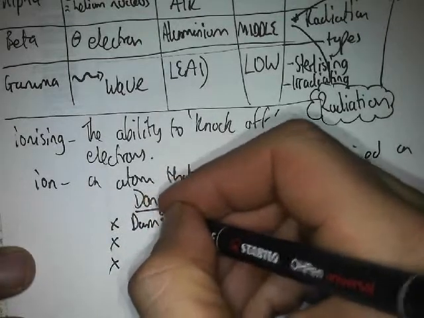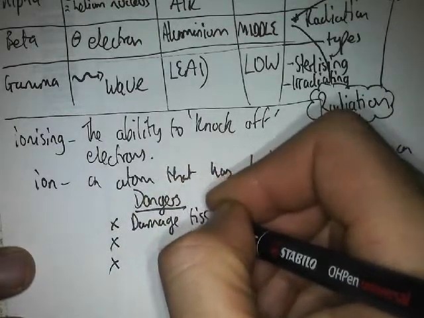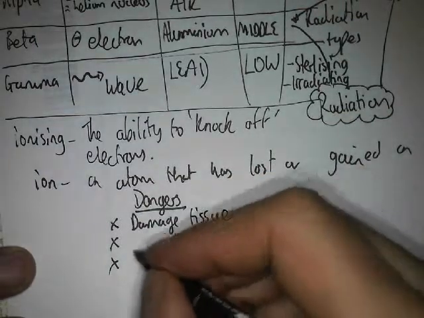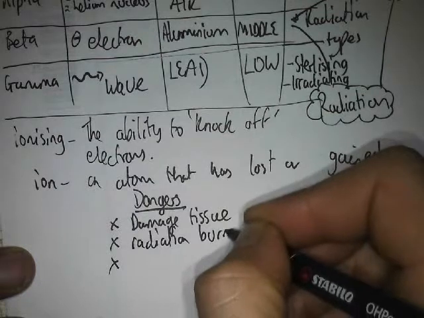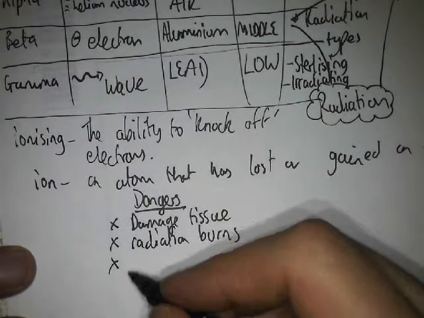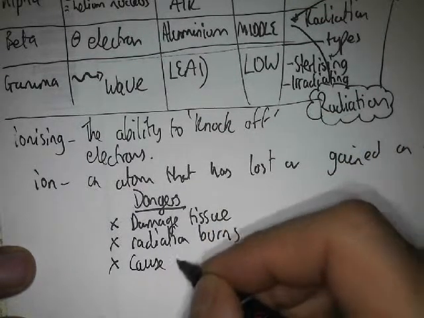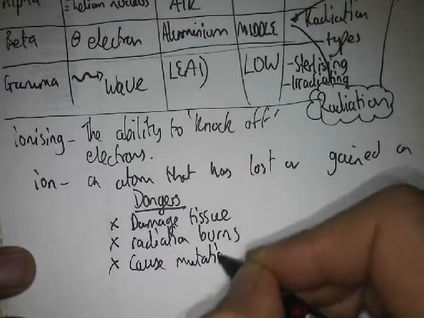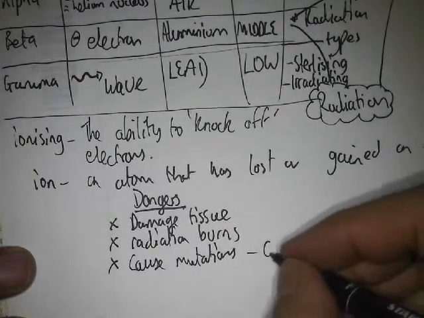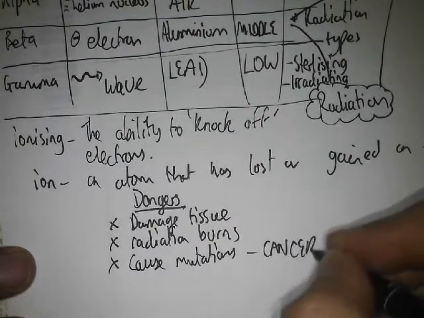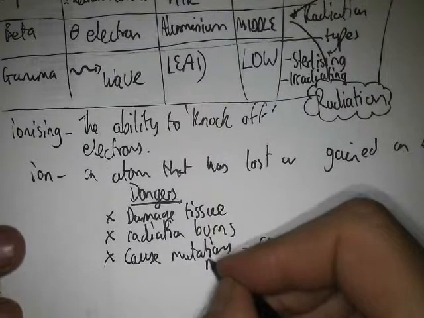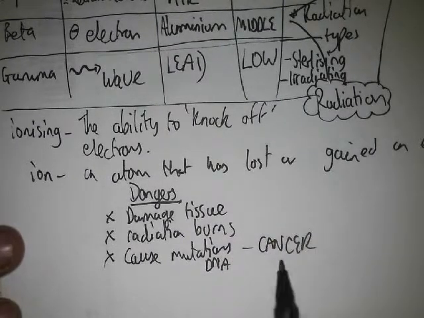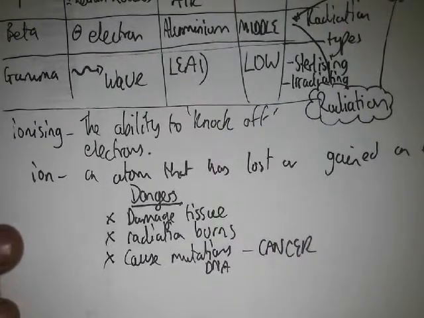Well, radiation will damage tissue. You can suffer radiation burns. Or they could cause mutations, and this is the one. When you get mutations happening, that can then lead to cancer. So that's why you would probably associate radiation with cancer, and that's how it comes about. So if it causes mutations in the DNA, then that could go on to become cancerous.